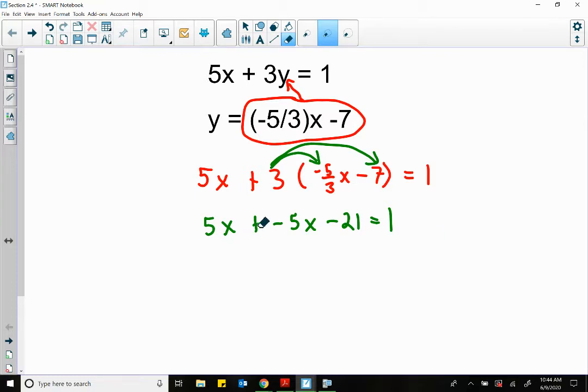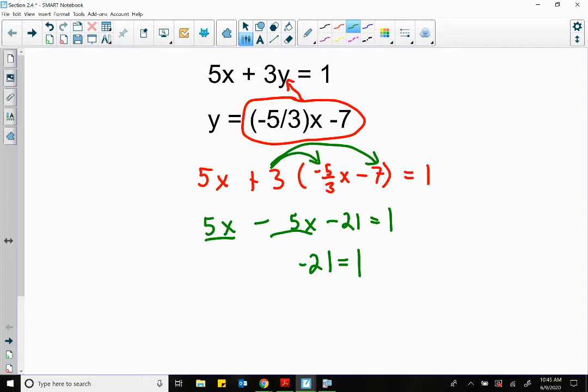Over here you got plus a negative 5x. If you wanted to, you could just call this all minus. Doesn't matter. You could have left it plus a negative. It's the same thing. So here we put like terms together. 5 minus 5 is 0. It cancels out. So all I'm left with is this.